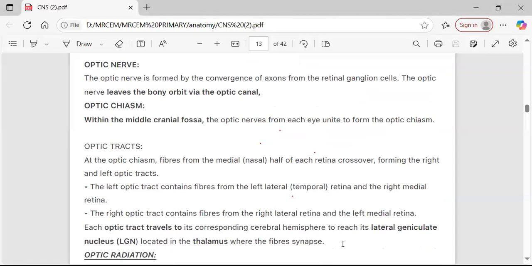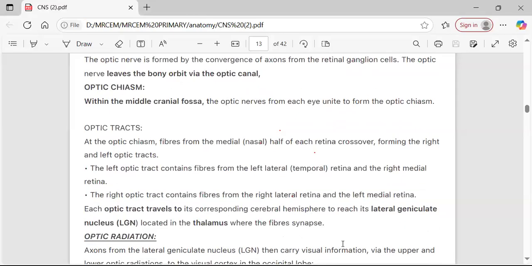Optic chiasm that lies within the cranial fossa, if there is an issue, an injury, that can also lead to a problem. Optic tract, these are the fibers from the medial half of the retina that cross over, forming the right and left optic tract.